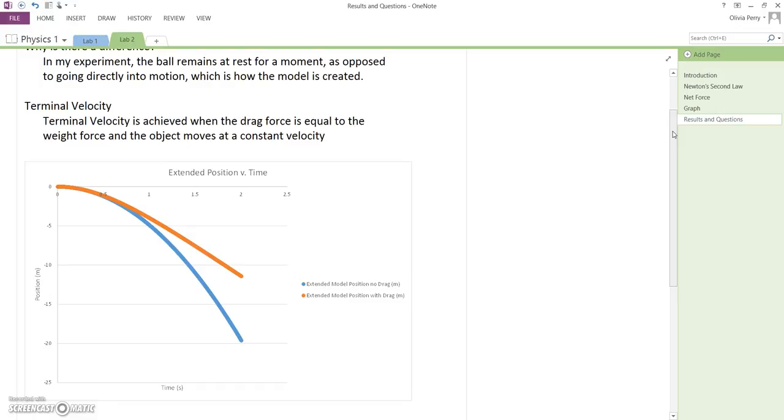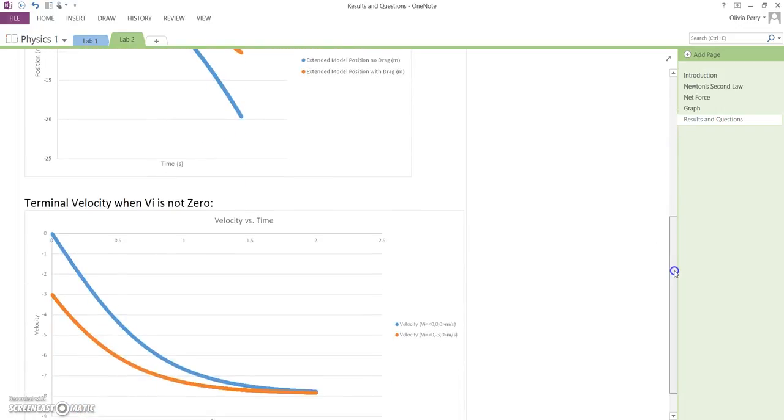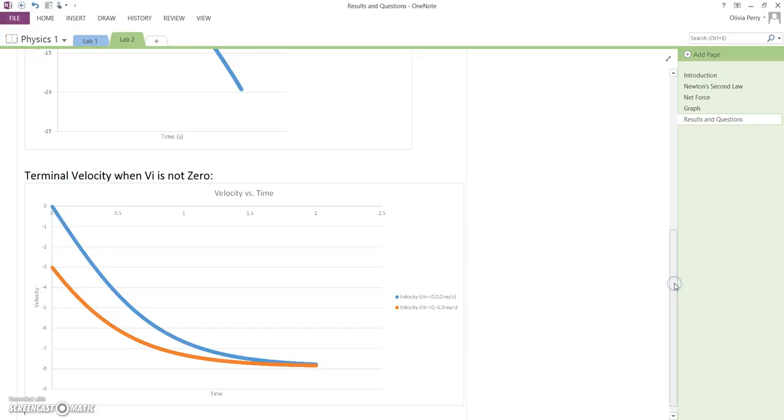Even if the initial velocity was not equal to 0, in my case, I chose to make it equal to negative 3 meters per second, the terminal velocities would still be the same for both, as we can see on this graph by the lines showing the different velocities converging. The terminal velocity is the same for both because terminal velocity is dependent only on the drag and the weight forces, which are the same in both cases.